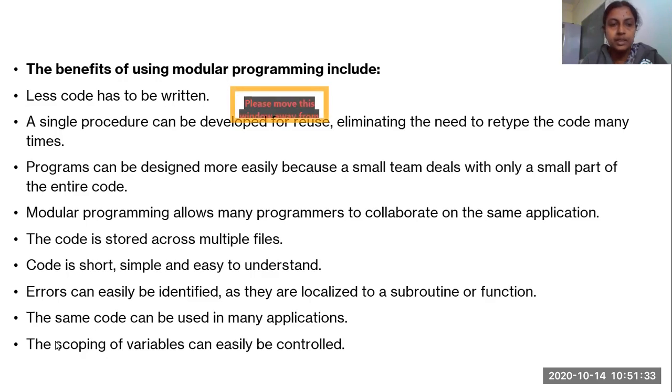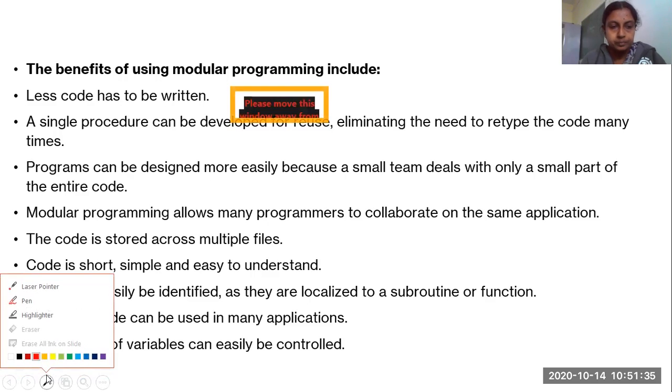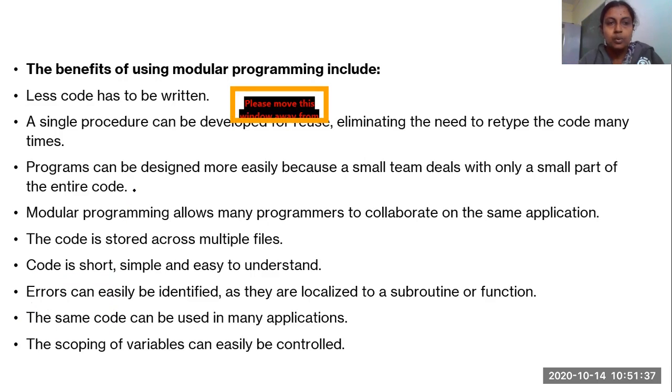Then programs can be designed more easily because a small team deals with only a small part of the entire code. From the point of view of the programmer who will write the program, instead of writing a bigger program, when they can write a smaller program, completion of work will be faster and it is efficient also. Modular programming allows many programmers to collaborate on the same application.